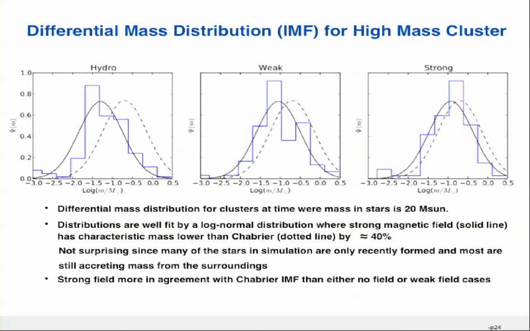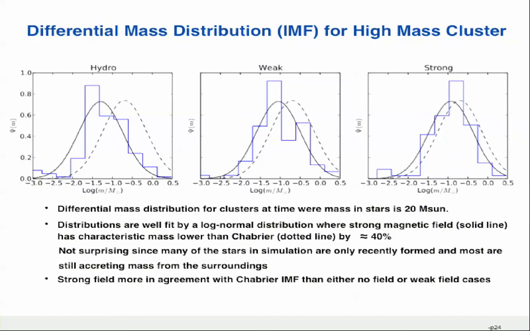And we see that as we move toward what observers actually see, mass to flux ratios of about 2, we're now starting to come in line with full physics, with the Chabrier IMF, but we still have a characteristic mass that's lower by about 40%. And the reason for that is that these were very, very lengthy calculations. We didn't continue them all the way.